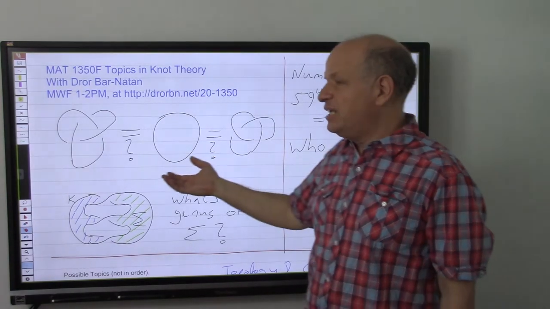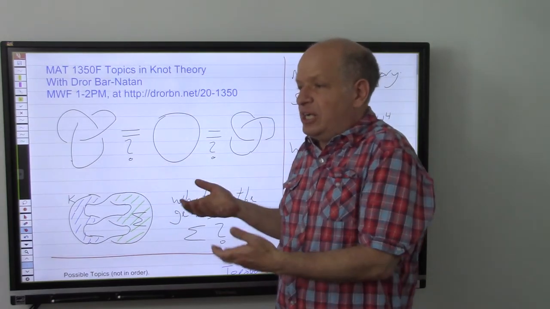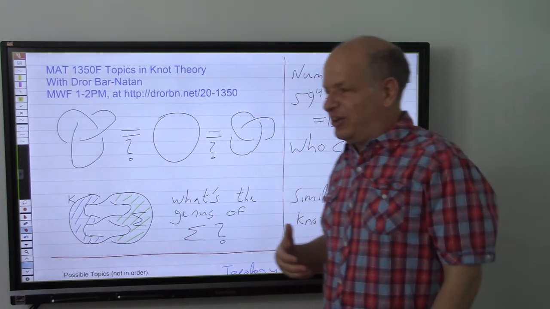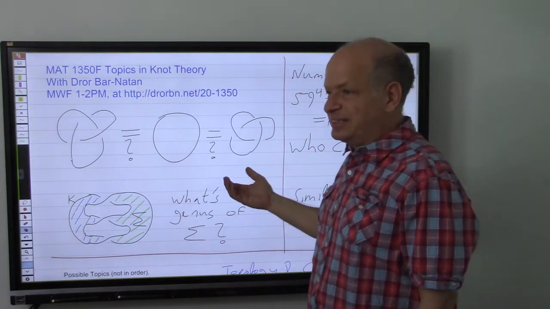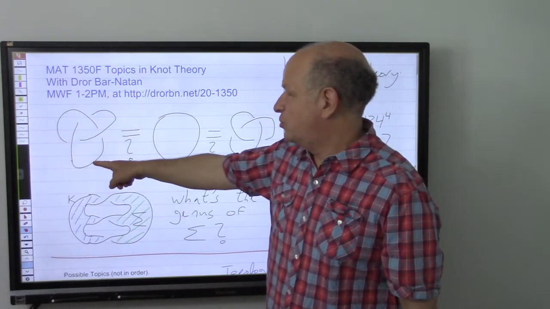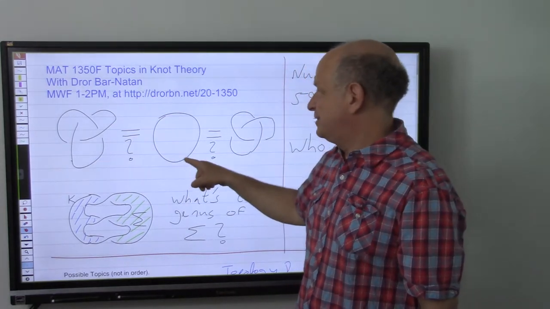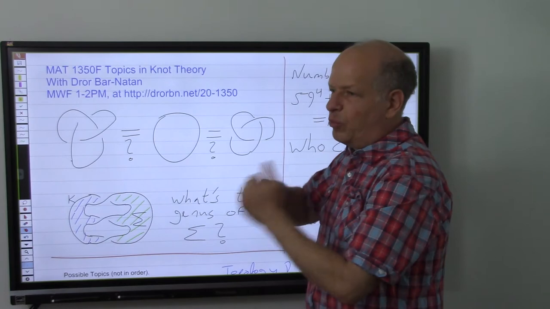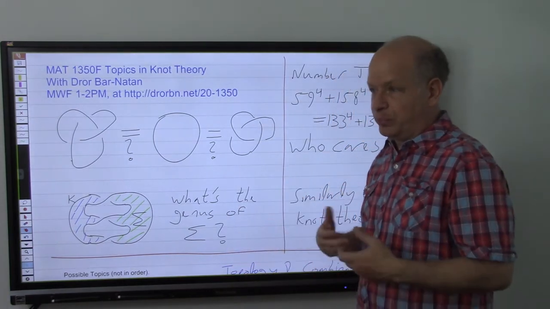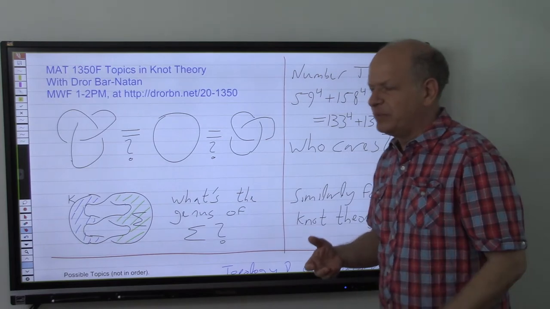So basically, superficially, the purpose of knot theory is to study knots. And one thing to study is whether they are the same or not. So, here is a trefoil. Is it the same as the unknot? Can you deform one to get to the other, or are they genuinely different? How do you prove that they are genuinely different?